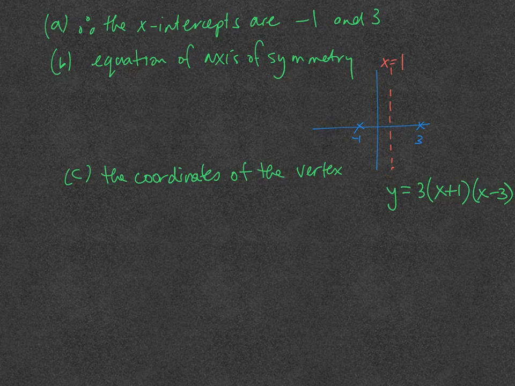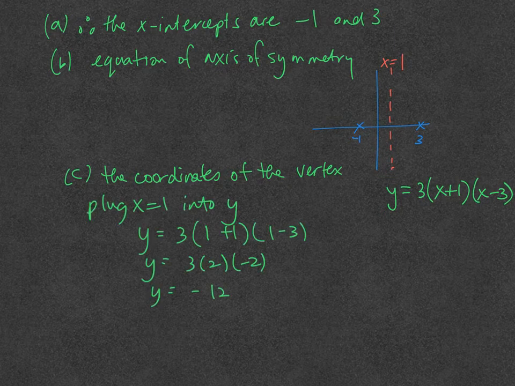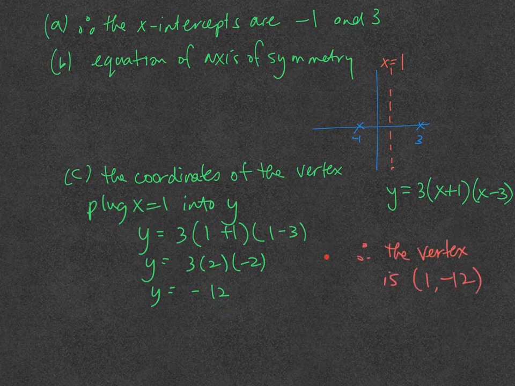So this value of x can just be plugged into the y function in order to figure out the y value for the vertex. I plugged x equals 1 into the formula for y to find the value of y at the vertex. Here it is here. Solved it, gets y equals -12. Therefore, the vertex is (1, -12).